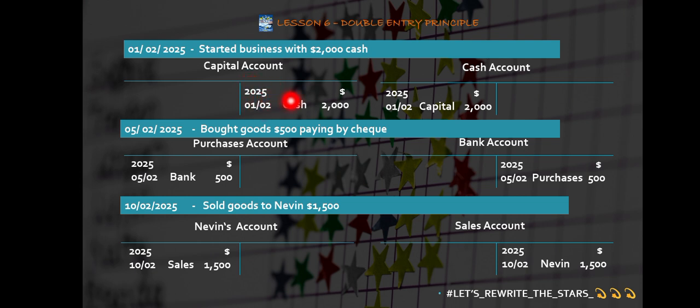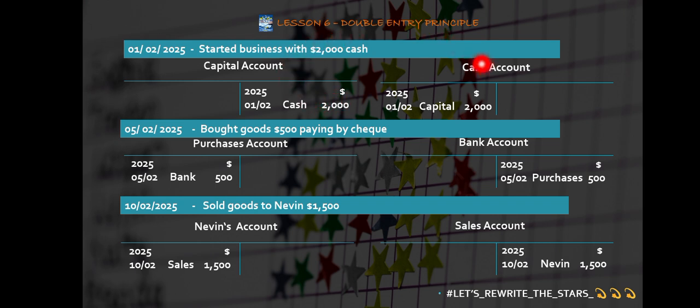The corresponding account, which is the cash, will be recorded in the middle. Whenever we take the capital account, we know the money that came in was cash. That is the corresponding account. Then we record the value under the currency sign. So on 1st February, we invested cash of $2,000.